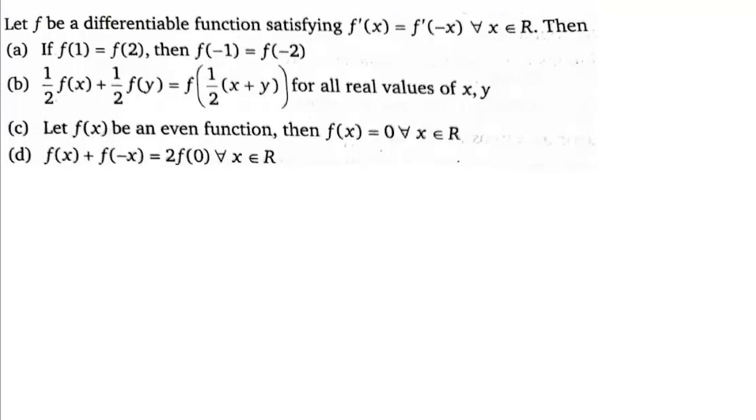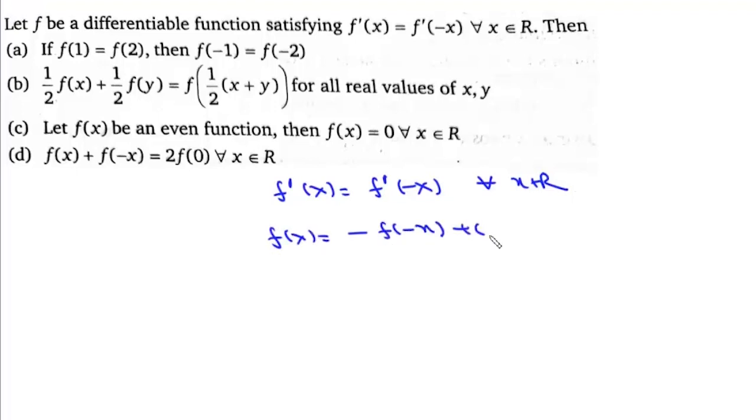Now here the question is, if f is a differentiable function, such that f dash x equals f dash minus x for all x belongs to R, then which of the following is correct? Now if we integrate this, we can write fx equals minus f minus x plus c, or we can write fx plus f minus x will be constant. That is, if f1 equals f2, then we need to identify whether f minus 1 equals f minus 2.